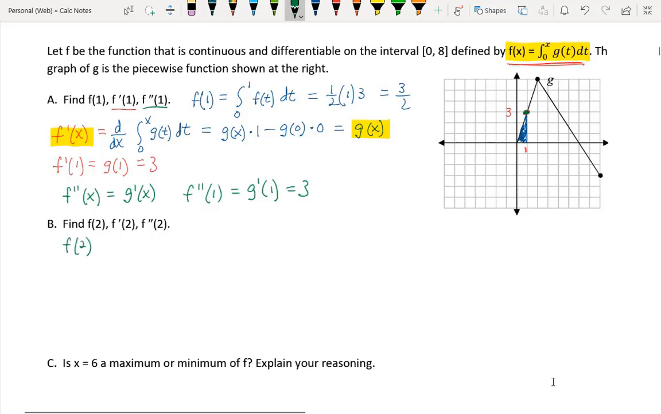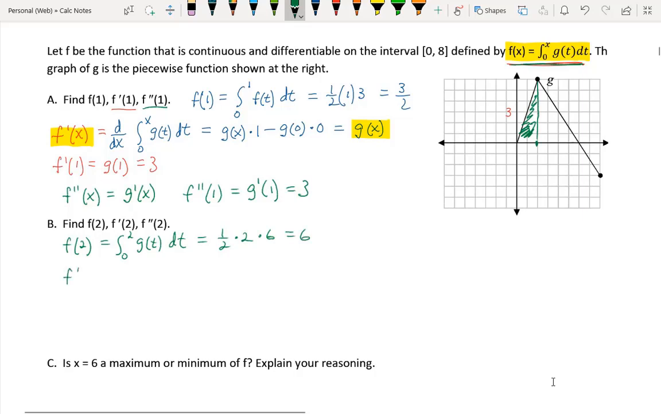If I plug in 2 for x, I would have f of 2, and now I'm plugging into the integral up here at the top. So I'm taking the integral from 0 to 2 of g of t dt. Now they want the area all the way to 2, so we'd have this integral all the way over to here. This is a triangle again, so 1/2 times the base. The height this time is 6, and we end up with f of 2 equal to 6.